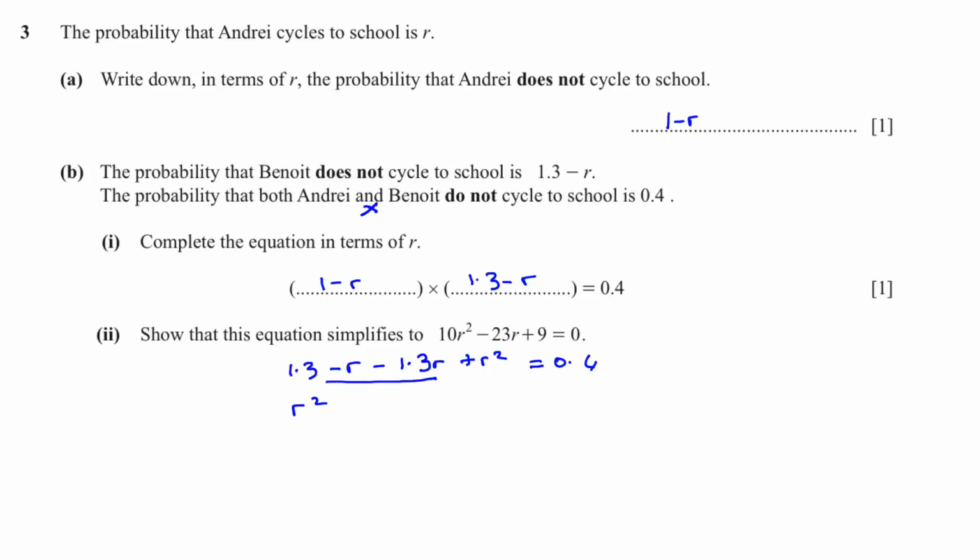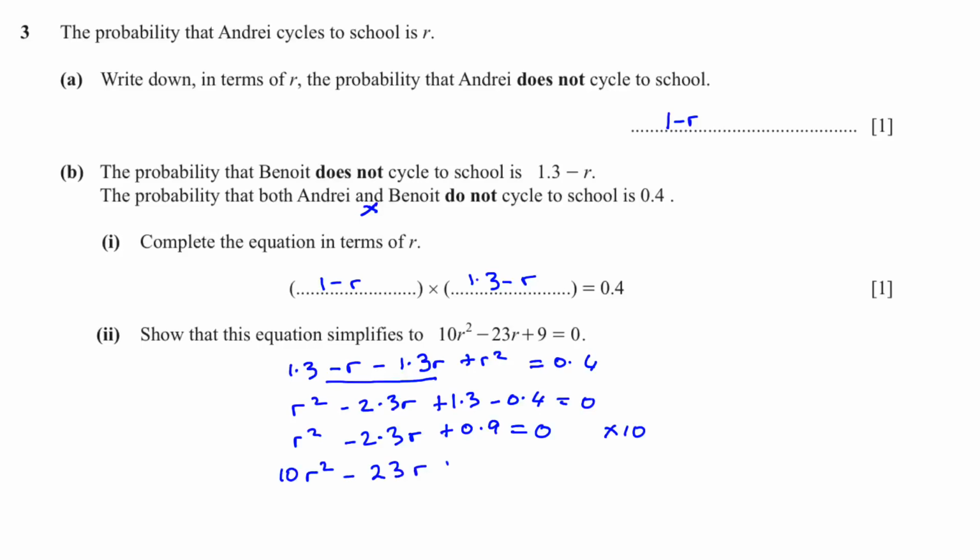These are like terms, so negative 1r and negative 1.3r will give us negative 2.3r, plus 1.3. The 0.4 we bring to this side, it will become negative. So we got r squared minus 2.3r plus 0.9 is equal to 0. They want us to write it in this form. You see there are no decimals and we have got decimals here. So multiply the whole equation by 10. We get 10r squared minus 23r plus 9 is equal to 0. So we got what they wanted us to get.